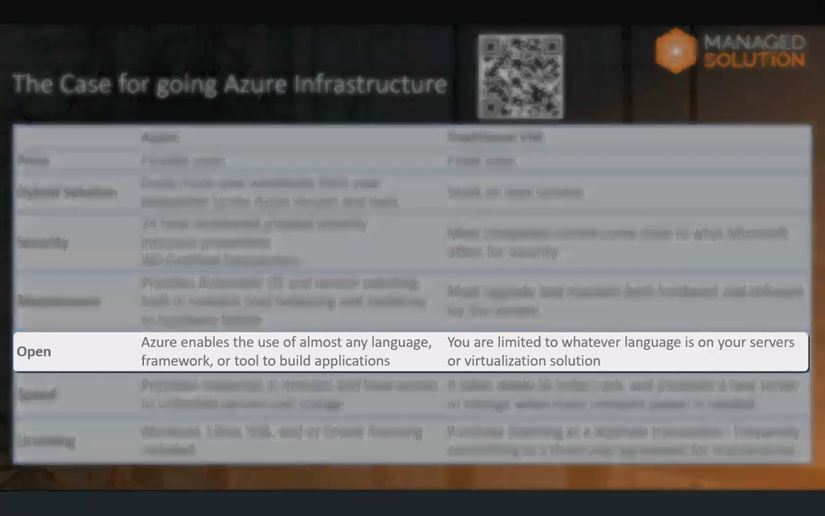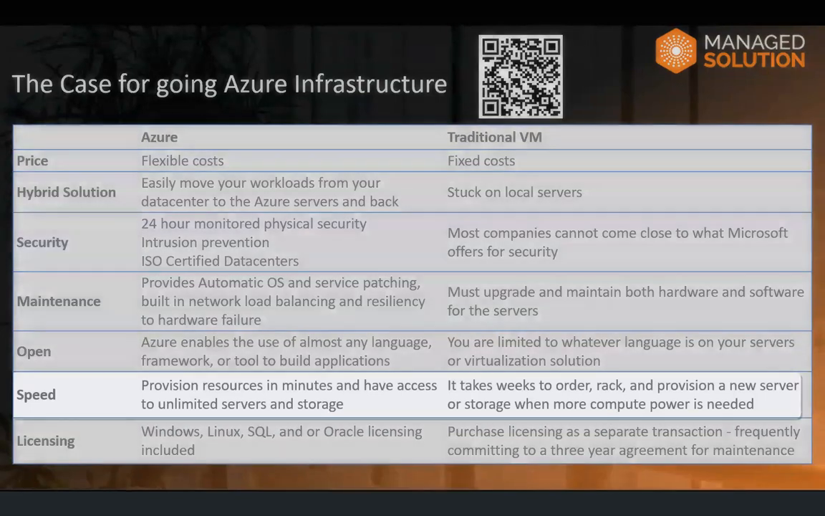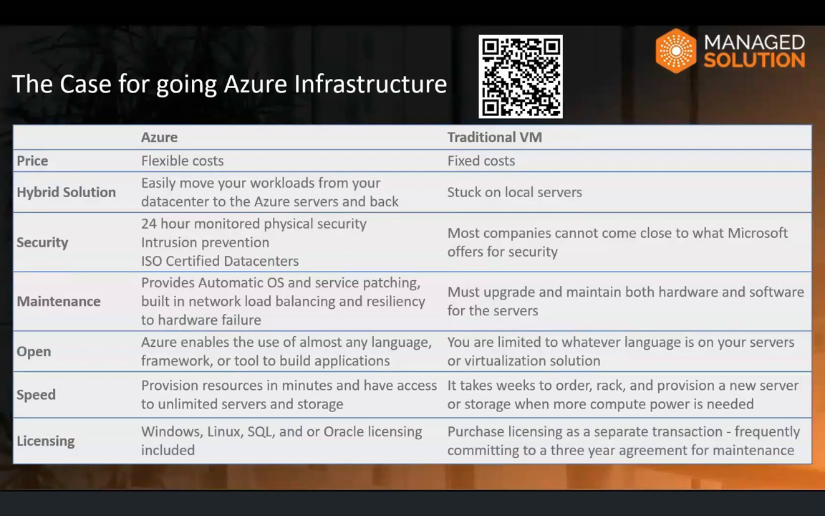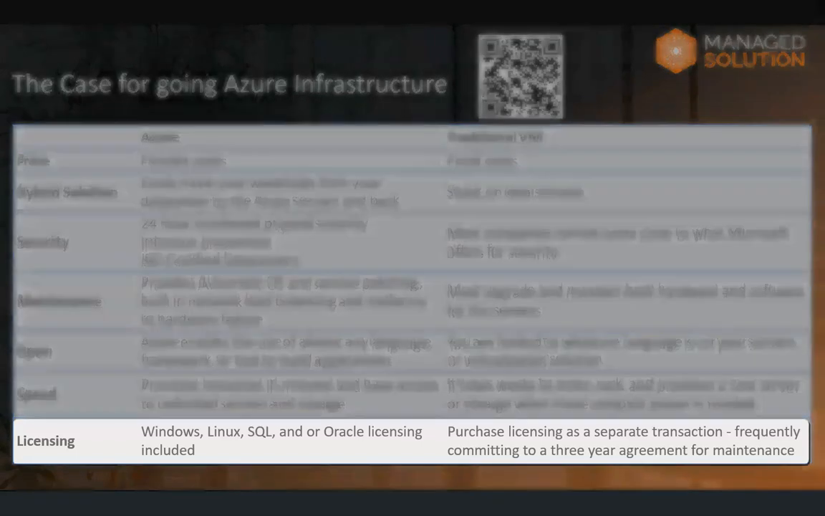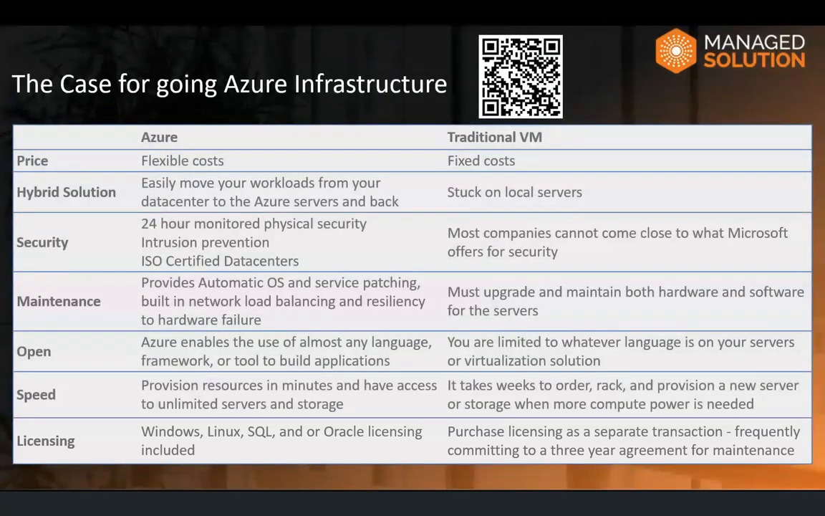As far as Azure being open, it's open to almost any language, framework, or tools to build applications. But with VMs, you're pretty much limited to the language that's on the servers or any kind of virtualization solution. As far as the speed, provisioning resources in minutes says a lot. And also having access to almost unlimited servers and storage is pretty huge. Whereas in traditional VMs, hey, it might take weeks to order, rack, and provision new servers or storage when that new compute power is needed. In licensing, Azure provides Windows, Linux, SQL, Oracle licensing, and beyond. Whereas the purchasing of licensing is really a separate transaction when it comes to traditional VMs. Frequently, you're committed to a longer-term agreement, and frequently, the OSs aren't updated as often as they should.